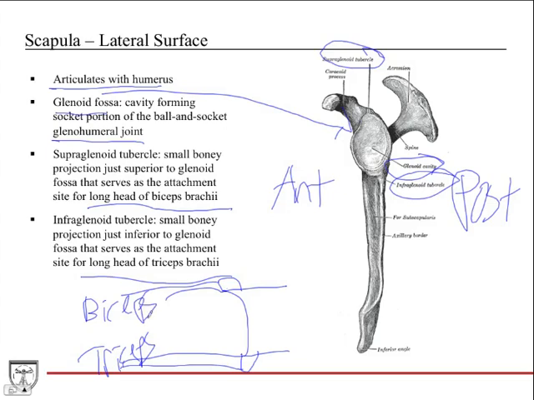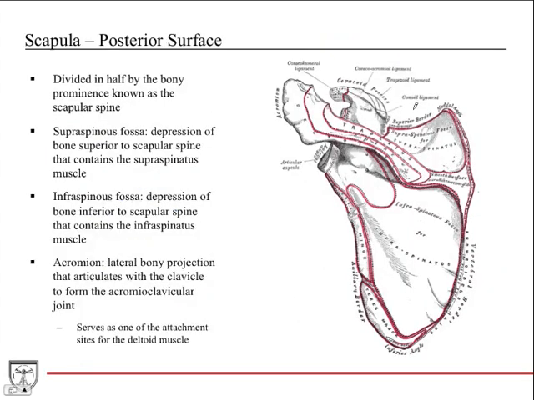All right, so now we'll look at the posterior surface of the scapula. The bone is divided in half by the structure known as the scapular spine, and that's this prominent structure right in here. And as you can see, it divides not so much in half, it's more like 2/3 and 1/3, but it's thought of as the dividing line of the posterior surface. And then you have these two fossae that occur as a result of the spine.